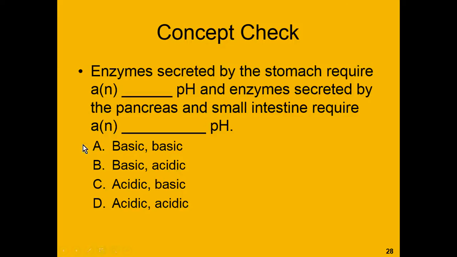Okie dokie. The correct answer is that enzymes in the stomach require an acidic pH, and from the pancreas and small intestine, those enzymes require a basic pH. So the correct answer is C, acidic and then basic.